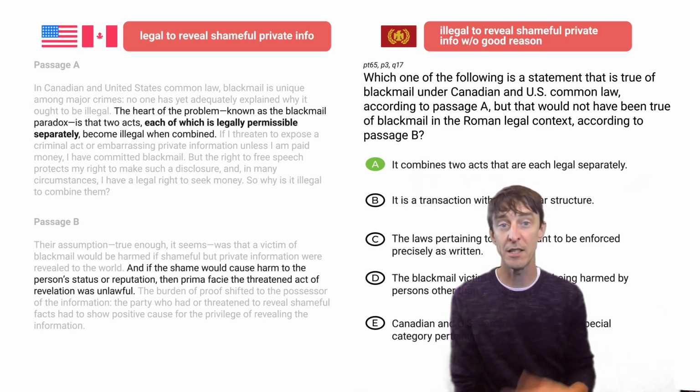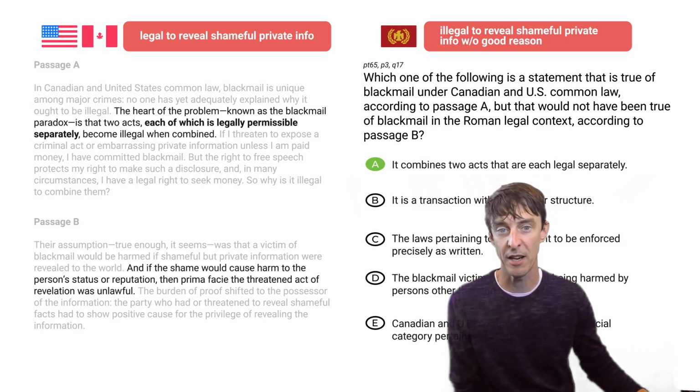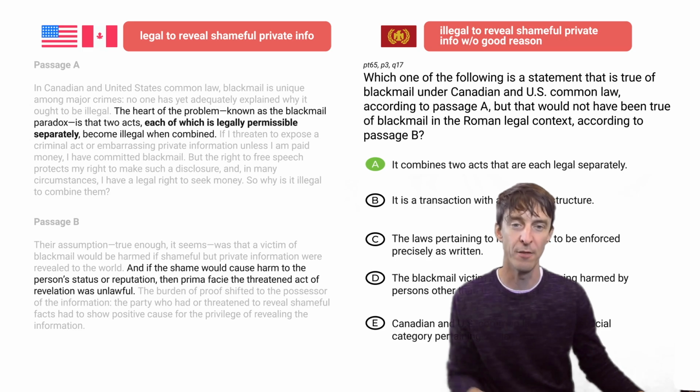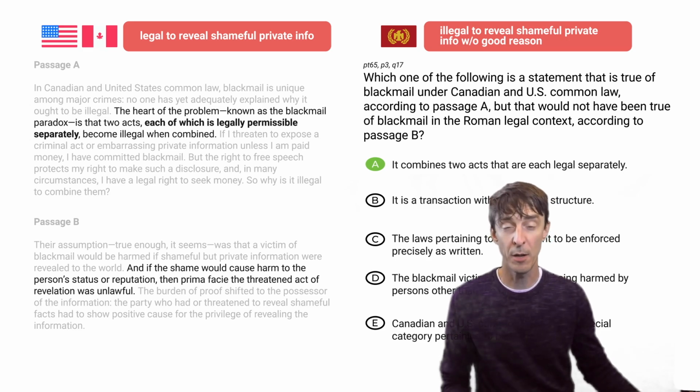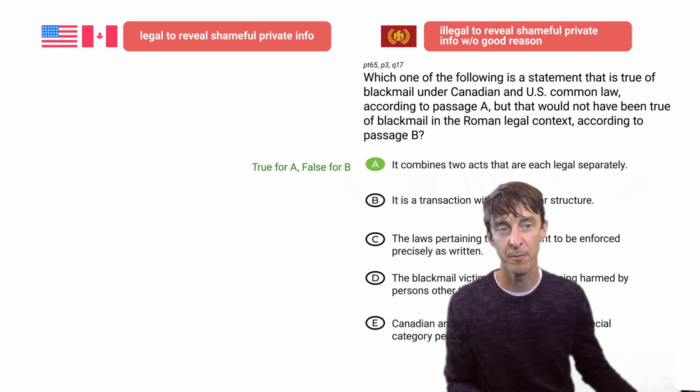And we know that that is not true in classical Rome for the same sentence we just looked at a second ago. Even threatening to reveal your neighbor's secret was unlawful. A completes our task. It says something that's true in Passage A, false in Passage B.